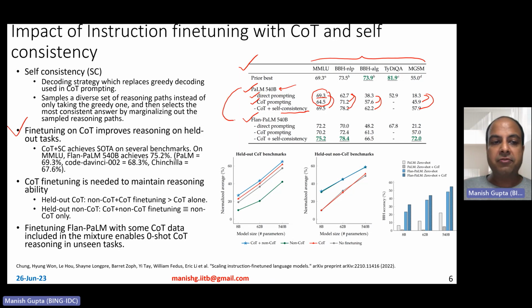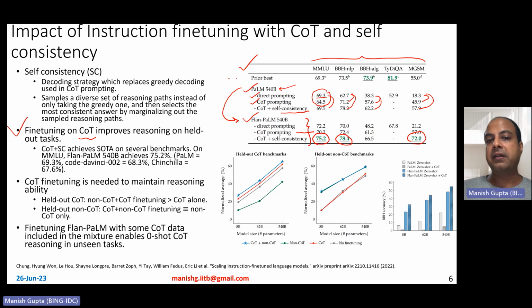Now, if you do instruction fine-tuning, fine-tuning on COT improves your reasoning on held out tasks significantly. As you observe here, if you fine-tune on COT and then also do COT prompting with self-consistency, the results that you obtain are really good. They are state of the art across many benchmarks that you see here. Of course, COT plus self-consistency along with instruction fine-tuning doesn't always give you the best results.